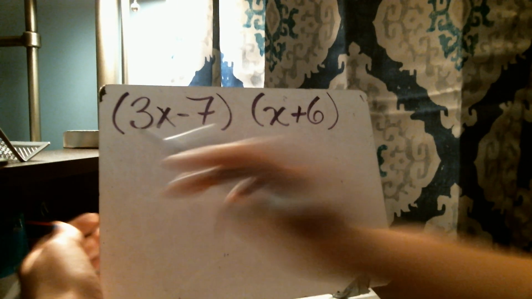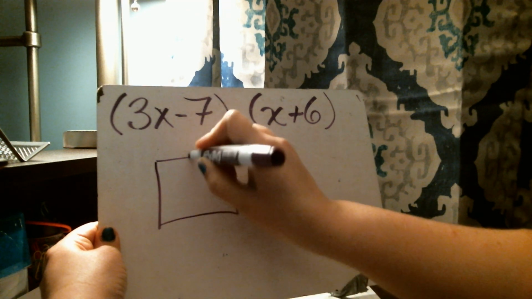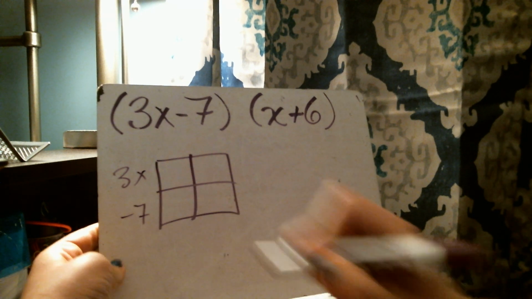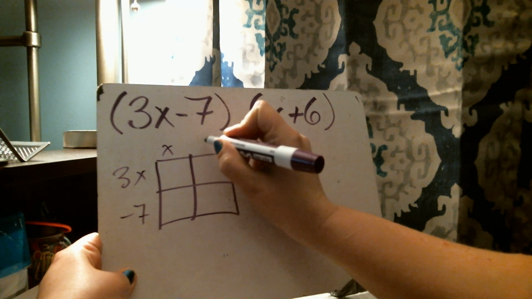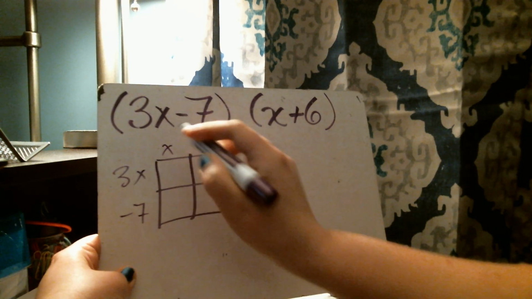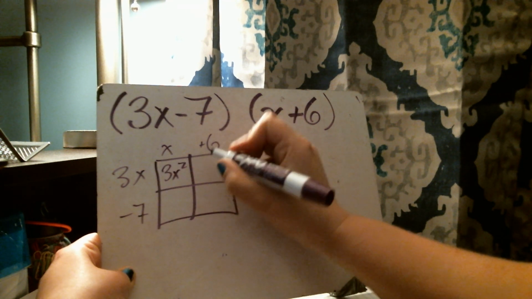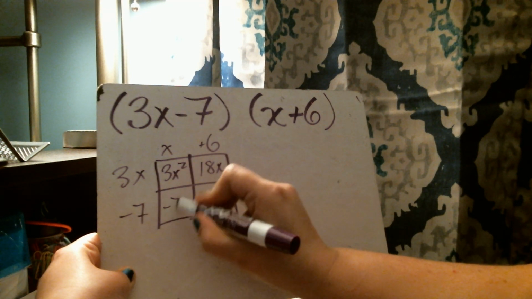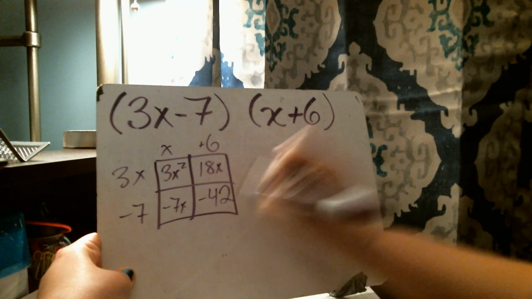Last one. All right, so this one has a coefficient on it. Oh no, it happens, not a big deal. Let's use the Punnett square model here. And so 3x minus 7. So you just break them apart, the terms on each one of those. And then x plus 6. So 3x times x is going to be 3x squared. 3x times positive 6 is going to be 18x. Negative 7 times x is negative 7x. And negative 7 times positive 6 is negative 42.